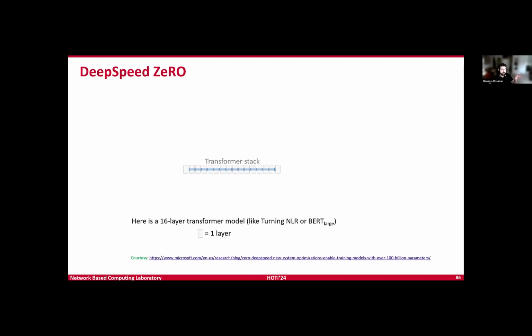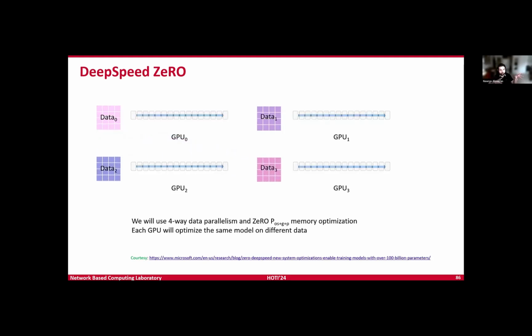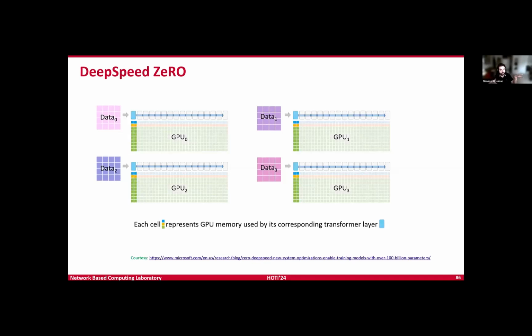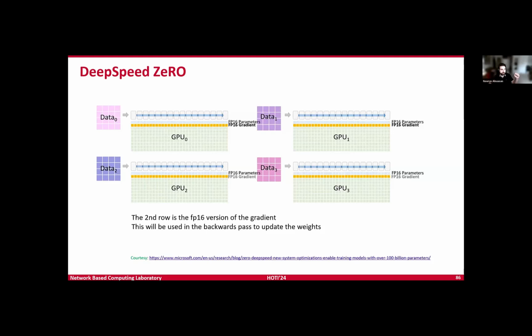Let's assume we have a transformer stack, a model with 16 layers of transformer blocks. We have a data set. We have 4 GPUs that we want to train this transformer model on. So with data parallelism, what we do is we split the data, right? So this should be familiar to what we've been doing so far. And then during the forward pass, we're going to propagate through the layers, and in the backward pass, we calculate the error, and we update the parameters.